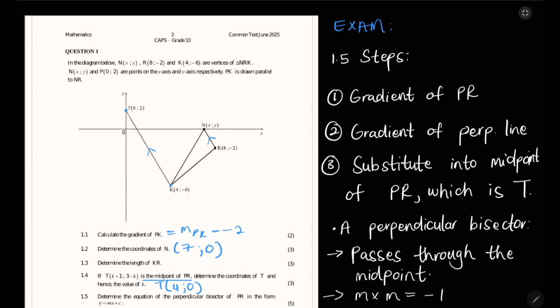So I wrote the steps for you guys on the side. For 1.5, you have to find the gradient of PR, the gradient of the perpendicular line, and substitute into the midpoint of PR, which is T. Now, how do we know that it's the midpoint T? What you should know about perpendicular bisectors is that they pass through the midpoint of the line segment, which is T. And again, it cuts the line segment at a right angle at 90 degrees, meaning its gradient is the negative reciprocal of the line's gradient. So we have m times m is equal to -1. From there, you'll solve.